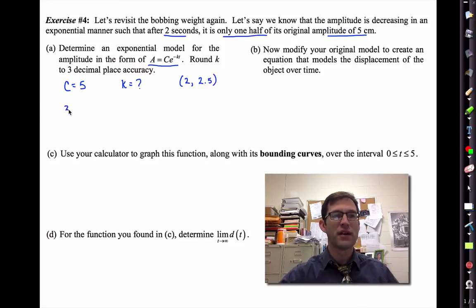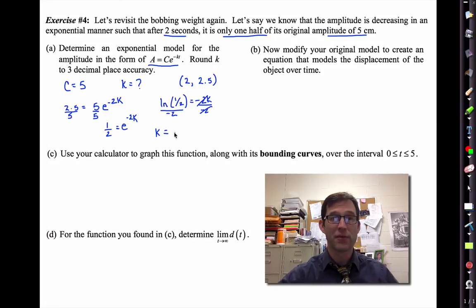So maybe I'll just put that in, 2.5 equals 5 times e to the negative 2k. Keep in mind, I'm substituting for t here, not for k. That's actually what I'm trying to figure out. Divide both sides by 5. Of course, 2.5 divided by 5 is 1/2, equals e to the negative 2k. If I then take the natural log of both sides, I'll get ln of 1/2 is equal to negative 2k. Dividing both sides by negative 2 gives me the value of k. If I work that out on my calculator, not in my head, because no way that's going to happen, k is 0.347. All right.